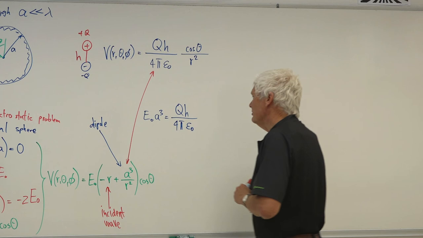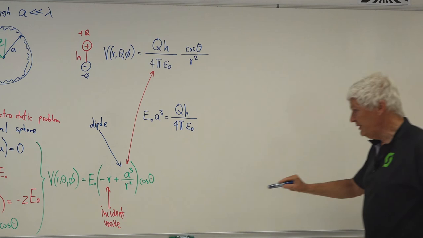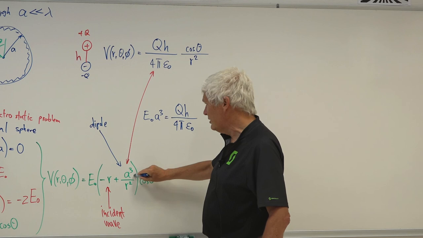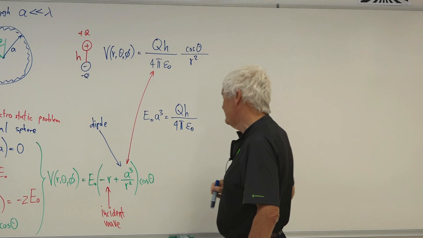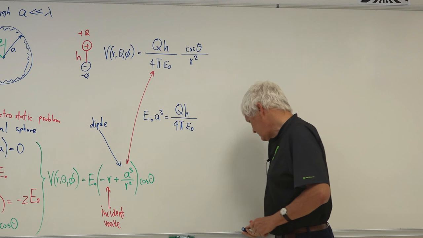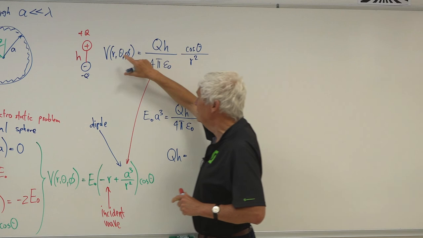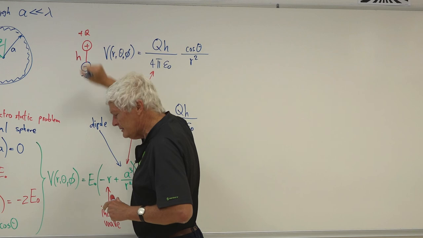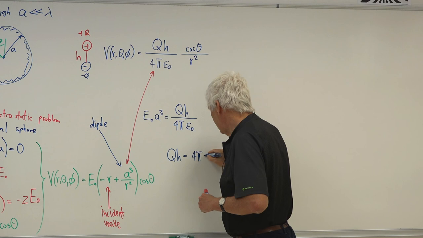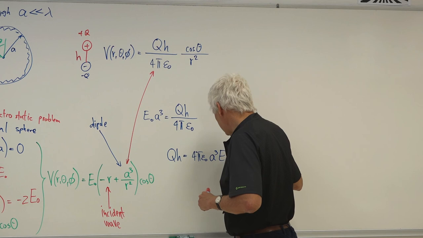So from the incident field, incident wave, and from the size of our cube, the radius of the cube to the third power here. This was the solution you got at the fundamentals of electrical engineering. We can derive the strength of our dipole. So the strength of our dipole is now Q times H, hopefully a point, infinitesimally small. So in a dipole we are trying to make H small and increase the Q to make this thing as small as possible. Q times H, we can derive it out. This is 4 pi epsilon 0 a cubed times E0. We can find the strength of the dipole.